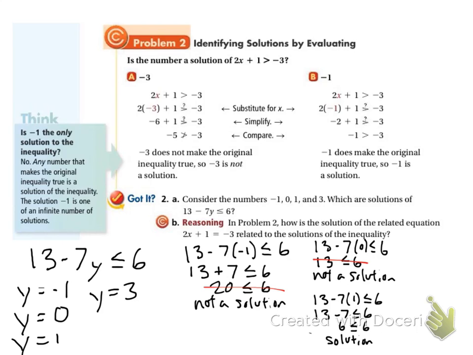And finally, we'll plug in 3. 13 minus 7 times 3, less than or equal to 6. 13, negative 7 times 3 is a negative 21. 13 minus 21 is going to give me a negative 8. So negative 8 is less than or equal to 6. Negative 8 is smaller than 6, so this is true. This is a solution.